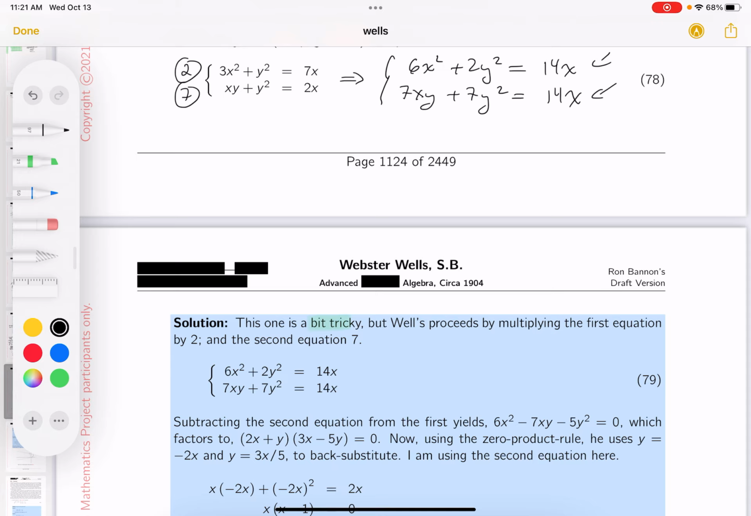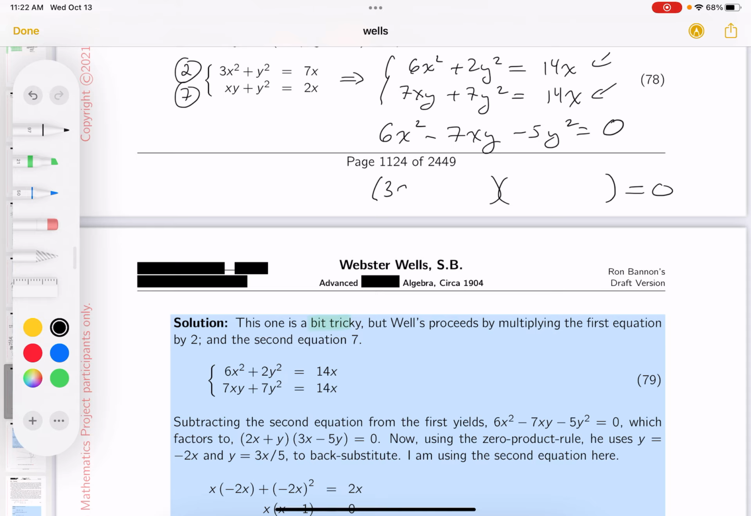You're going to get 6x squared, let's see, minus 7xy. Let's see, 2y squared minus 7y squared is minus 5y squared is equal to 0. By the way, this could be a complete and utter dead end. What am I hoping for? A factorization. I'm really hoping for a factorization. So what am I going to do? I'm going to see if I can factor it. And let's write this down, because I'm looking for that zero product rule, by the way.